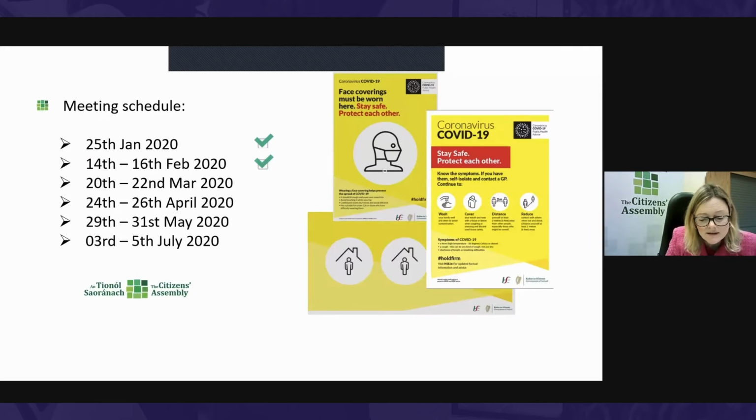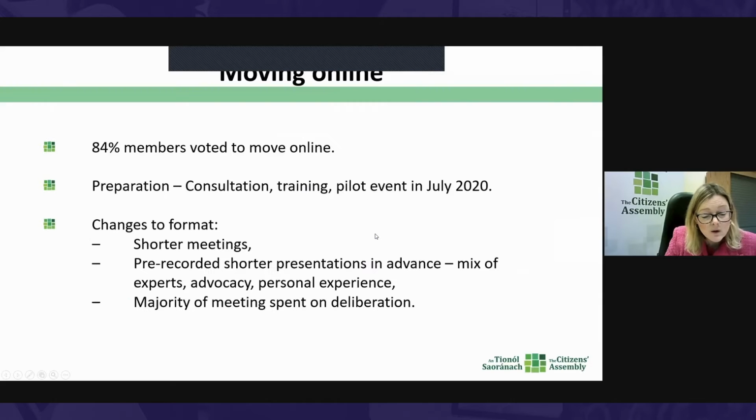So we had two meetings, including our inaugural meeting, and then we had four more scheduled when COVID hit. So we obviously couldn't meet in person any longer. So we had to make the decision whether we would sit it out and wait until we were able to meet again in person, or to move our meetings online. So we asked the members. A large majority of them voted to move online. And so the decision was made to move online.